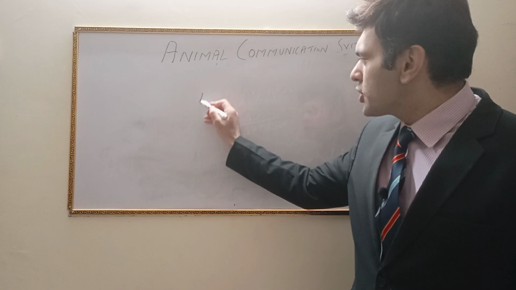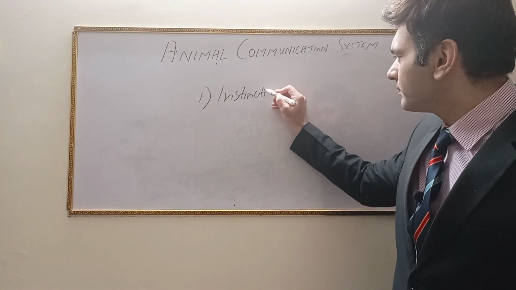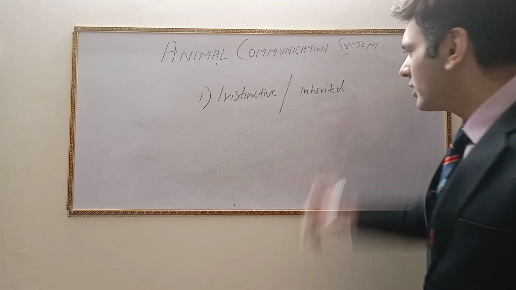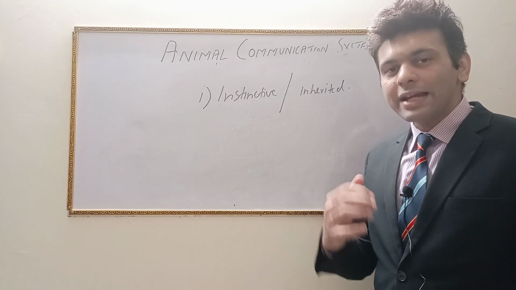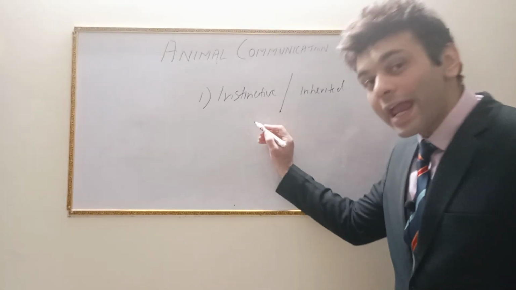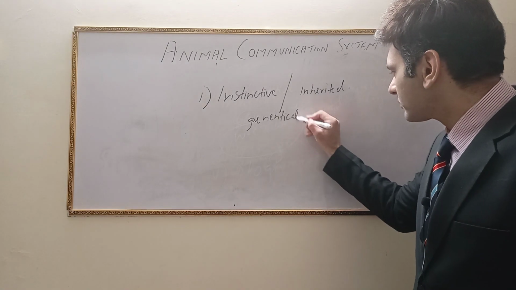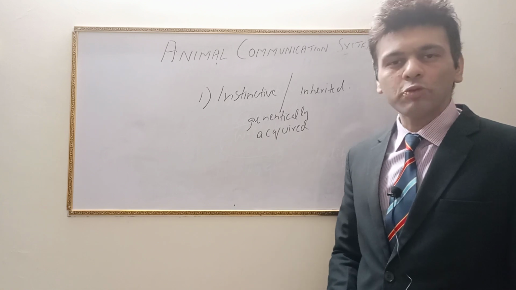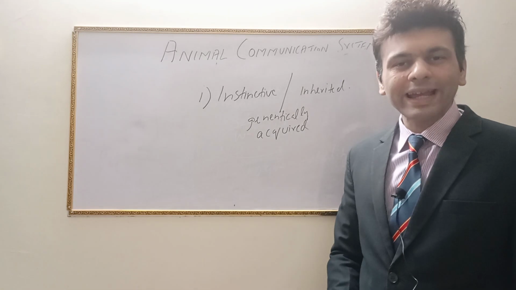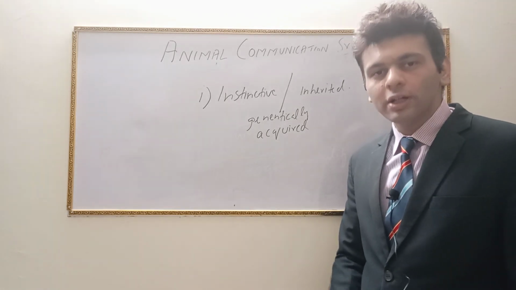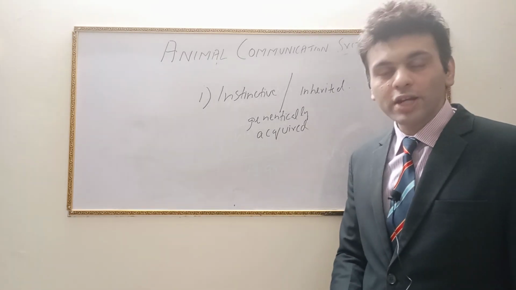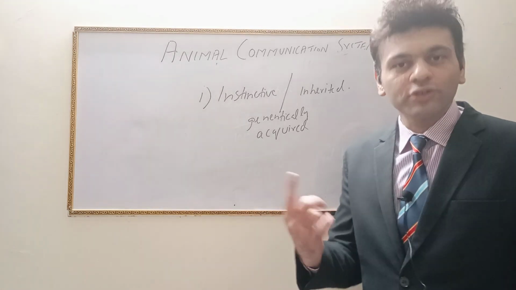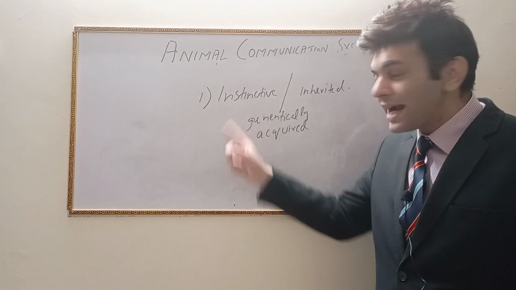Number one, animal communication system is instinctive, or more precisely, it is inherited. Now, what does it mean? It means that animal communication system is genetically acquired. Now, when you say genetically acquired, it means that it is something inherent. You cannot expect from an animal that he is going to alter his communication system because it is not something culturally transmitted, or this communication system is not supplemented or augmented by the surroundings, rather something that you acquire from your parents. So that's the first feature.